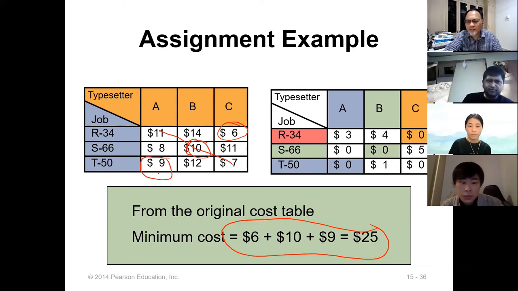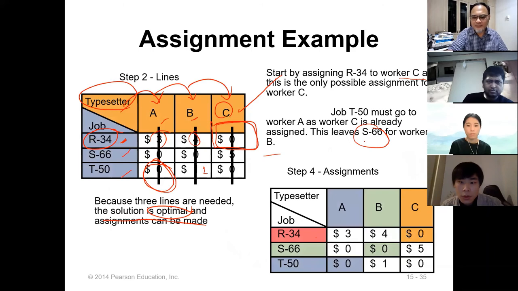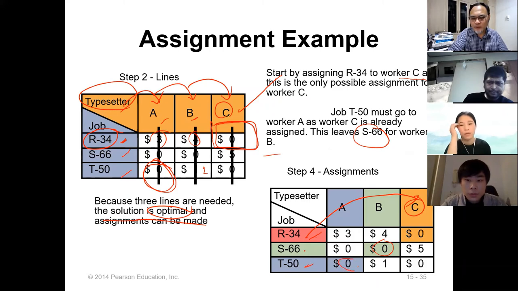How to find the minimum cost here? Like because 16, 9 is 25. How do they get it? Because remember here, we assign R34 to C. This is the calculation, the assignment. So we assign R34 to C, S66 to B, T50 to A.